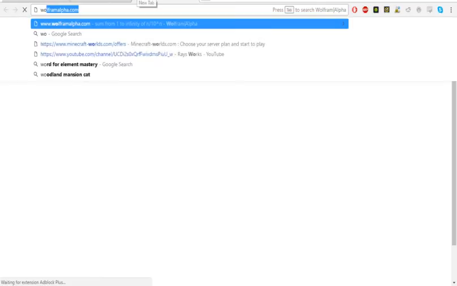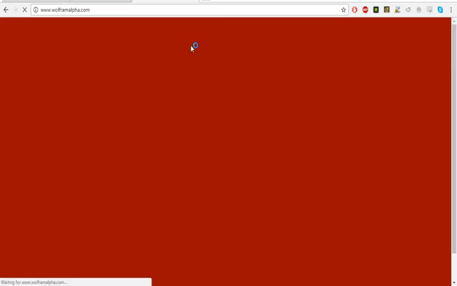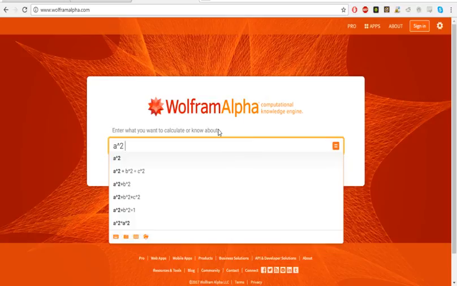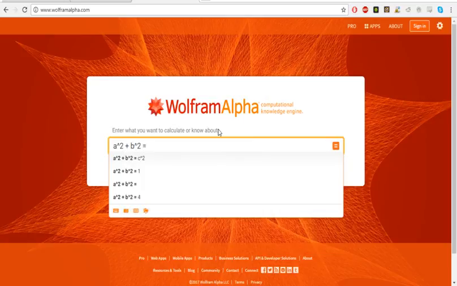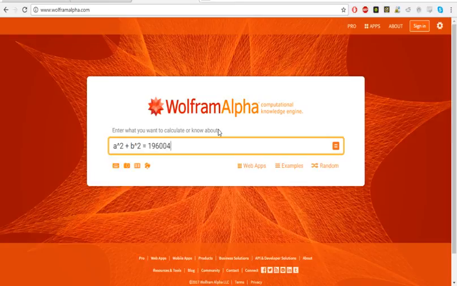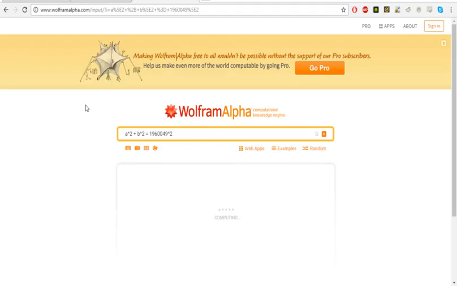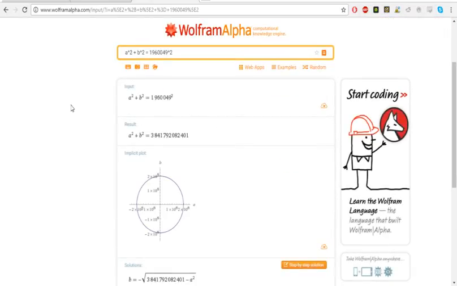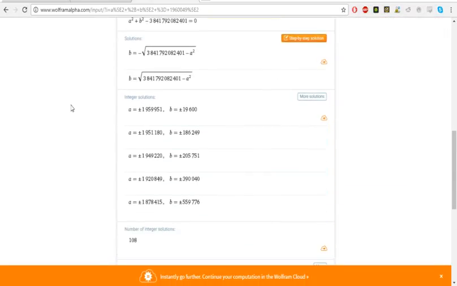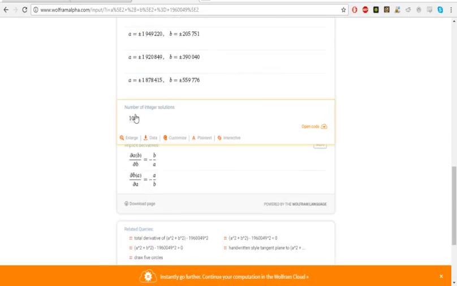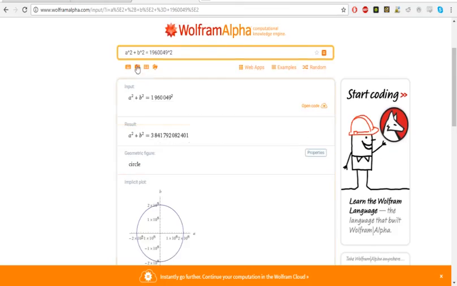I'm just going to try this on Wolfram Alpha actually and see what happens. A squared plus b squared equals 1961249 squared. Come on, give me solutions. What? 108. Oh, it's because, oh, okay, yeah.